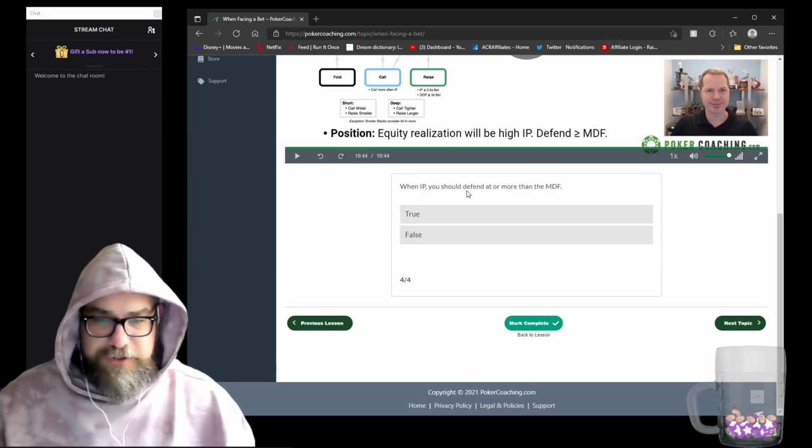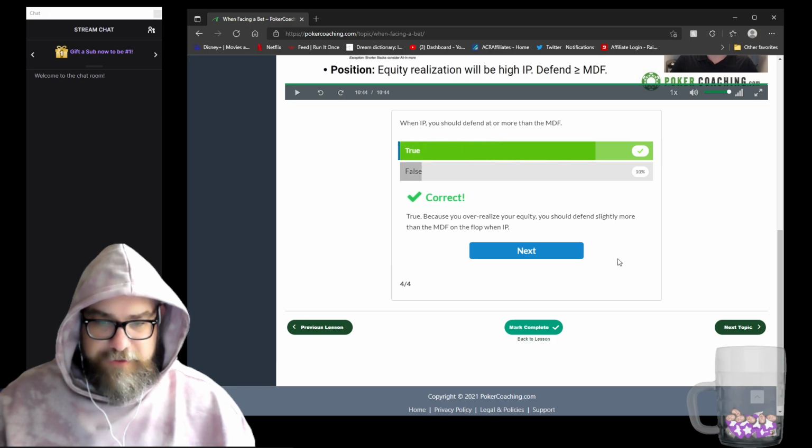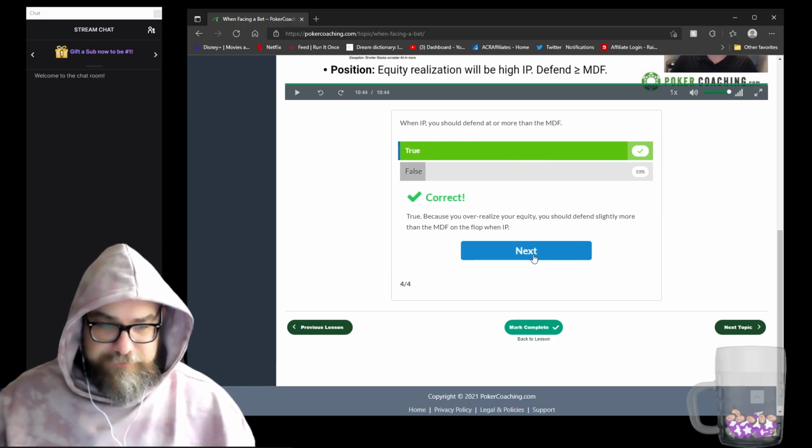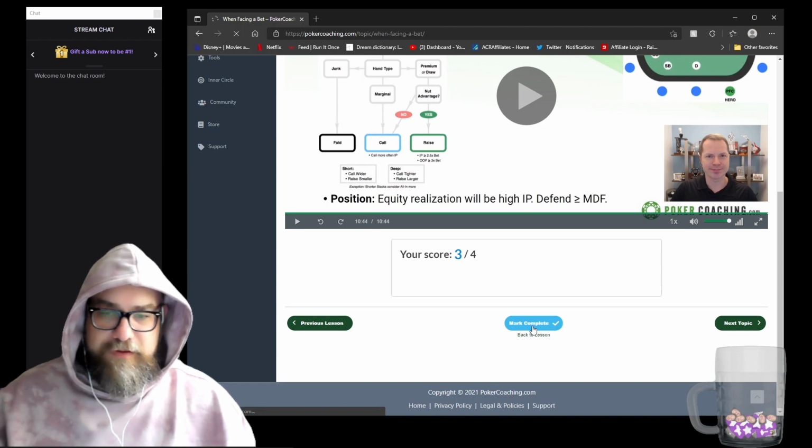When in position, you should defend at or more than the minimum defense frequency. Well, this is true because you are in position. All right, we're going to mark that as complete. Move on to the first example.